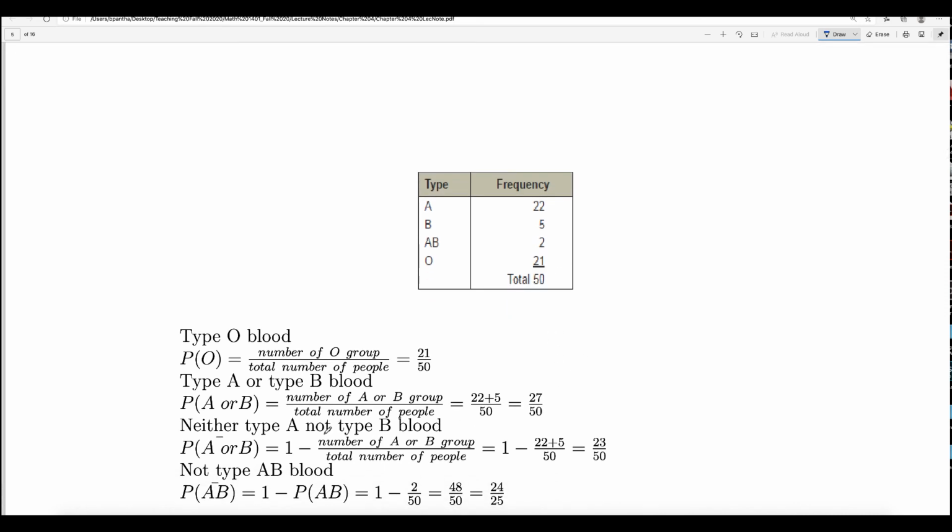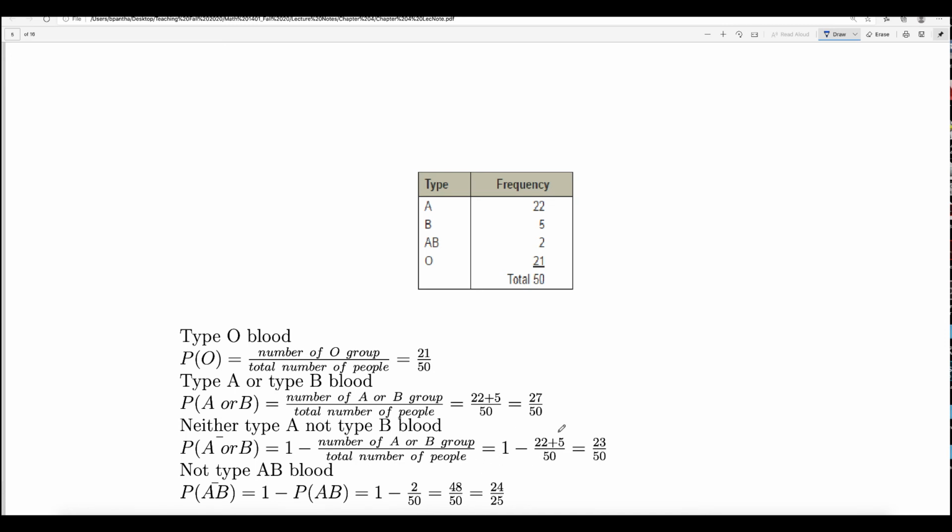Type A, not type B. Neither type A nor type B. Neither A nor B means A, B or O, right? So that will be 2 plus 21. It is just the complement, right? 1 minus the number of A or B divided by the total number of outcomes.